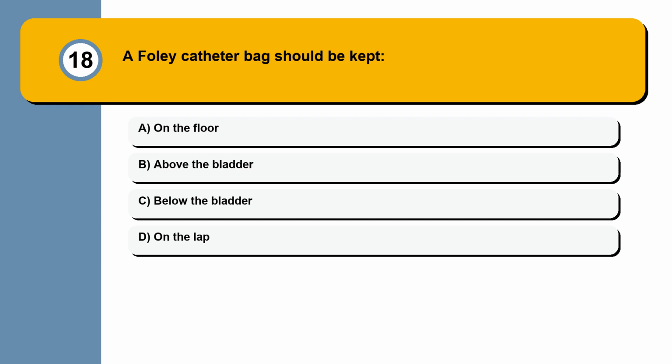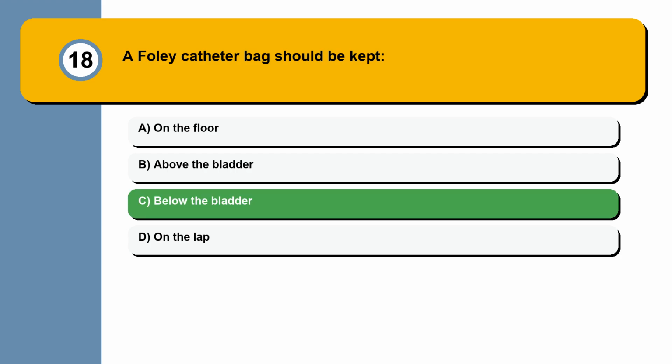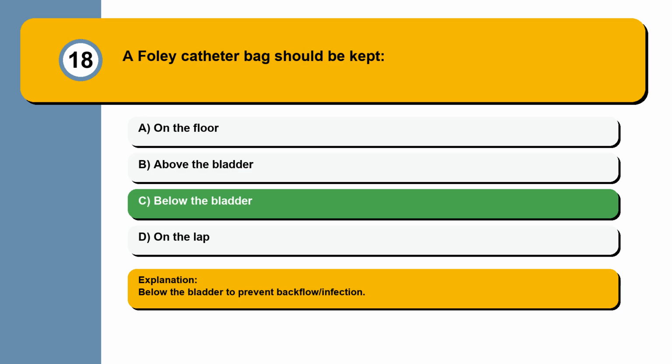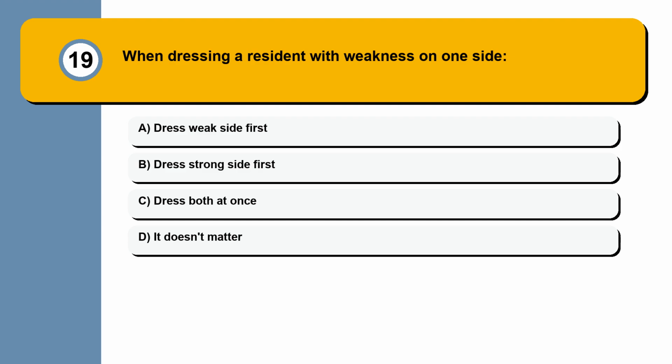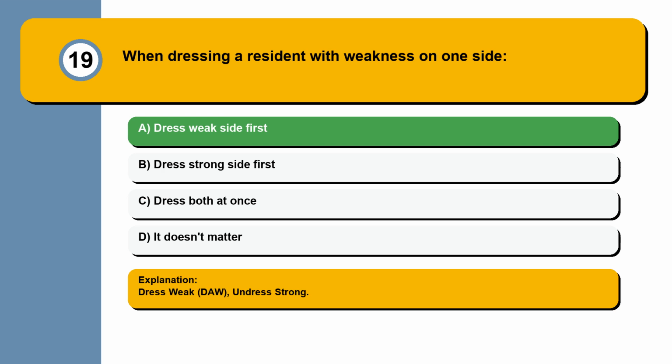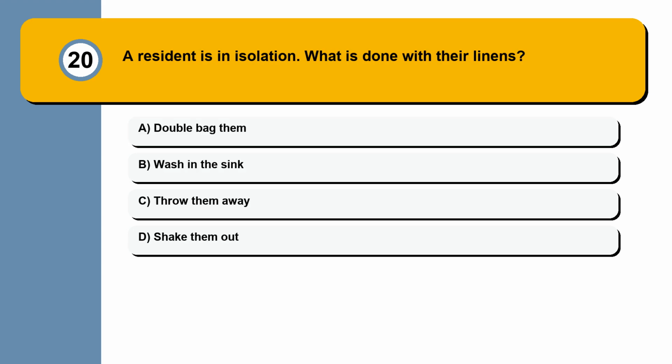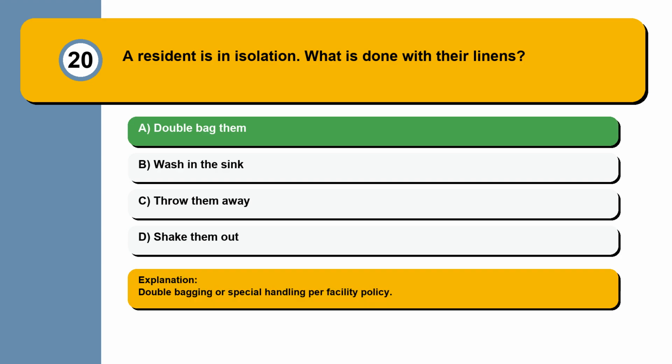Question 18. A Foley catheter bag should be kept on the floor, above the bladder, below the bladder, on the lap. Below the bladder to prevent backflow/infection. Question 19. When dressing a resident with weakness on one side. Dress weak side first. Dress strong side first. Dress both at once. It doesn't matter. Dress weak, undress strong. Question 20. A resident is in isolation. What is done with their linens? Double bag them. Wash in the sink. Throw them away. Shake them out. Double bagging or special handling per facility policy.